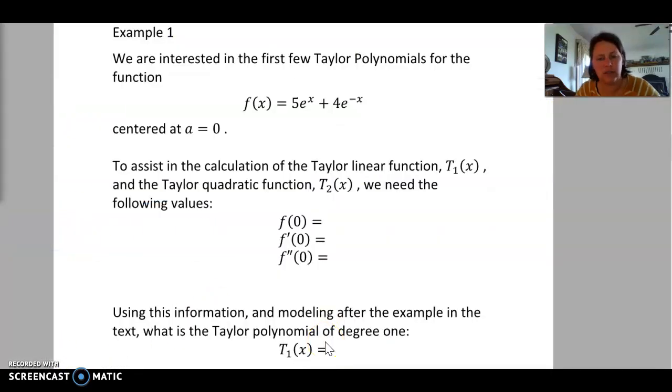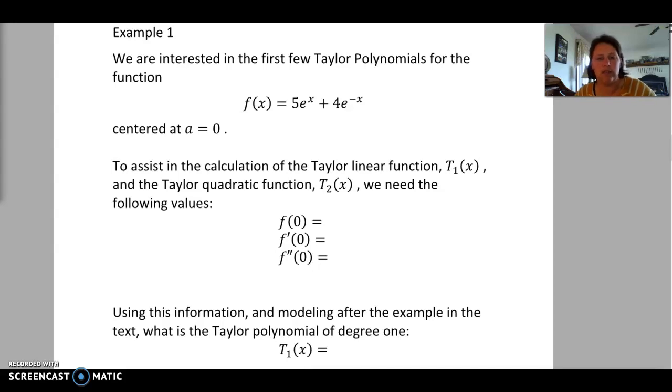Okay, so let's go ahead and start looking at some of the examples that you're going to do for your homework assignment. On example number 1, we are interested in the first few Taylor polynomials for the function f of x equals 5e to the x plus 4e to the negative x centered at a equals 0. So really a Maclaurin series.